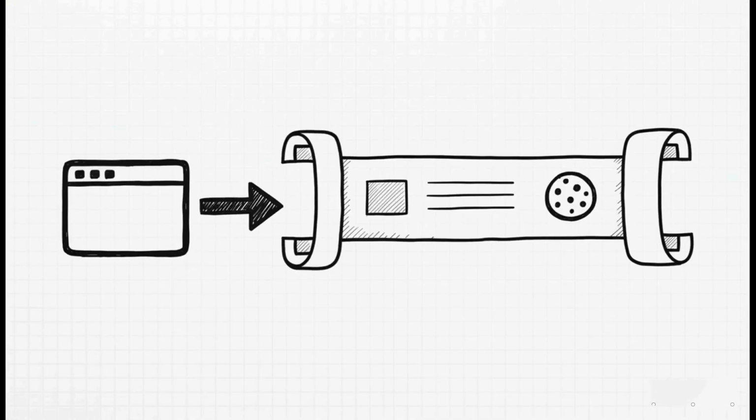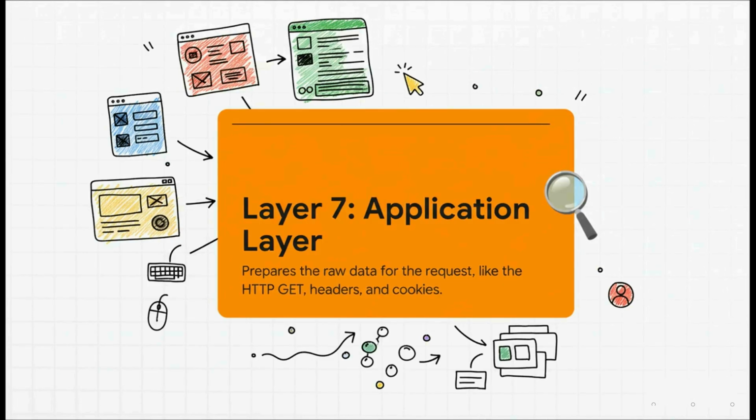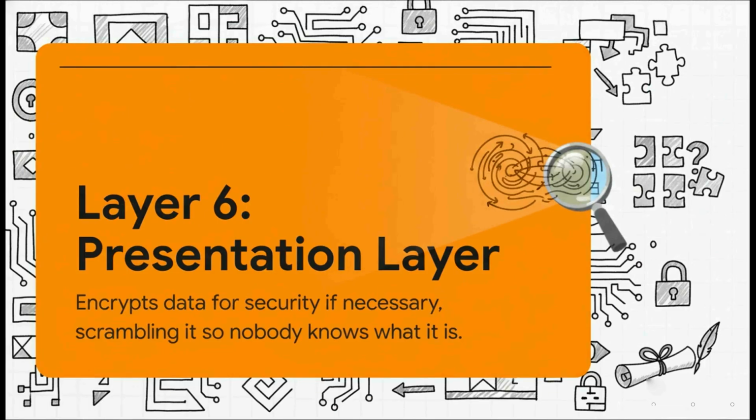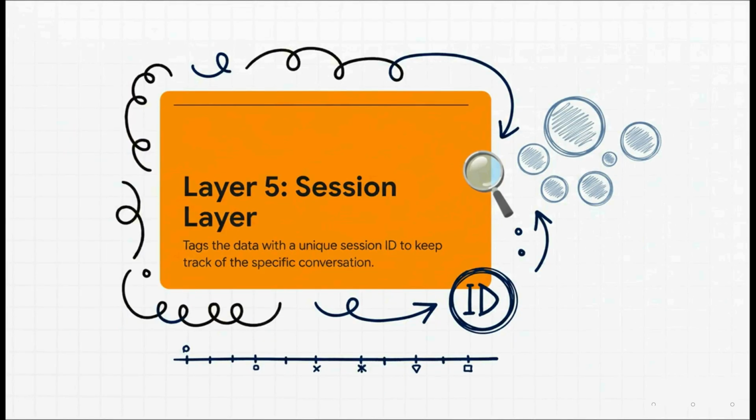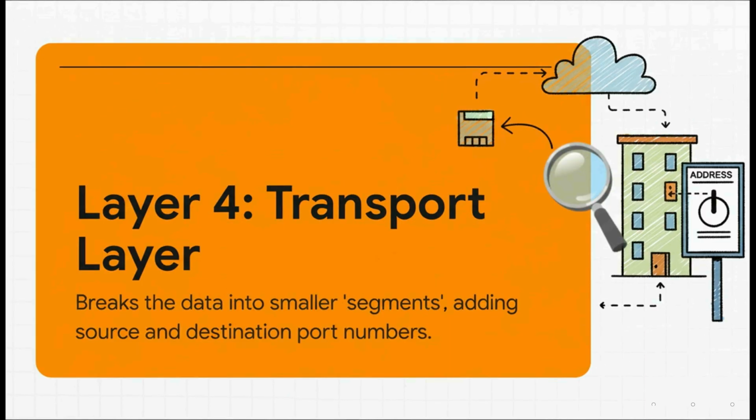Your browser creates a big chunk of text with your request, headers, and all that stuff. This is layer 7. It's where the app you're using writes out the actual message. Next up, layer 6. It basically scrambles that message for security. That's encryption. Then, layer 5 adds a session ID. Think of it like a name tag for your conversation. Layer 4 chops the message into bits and adds a port number, like an apartment number.